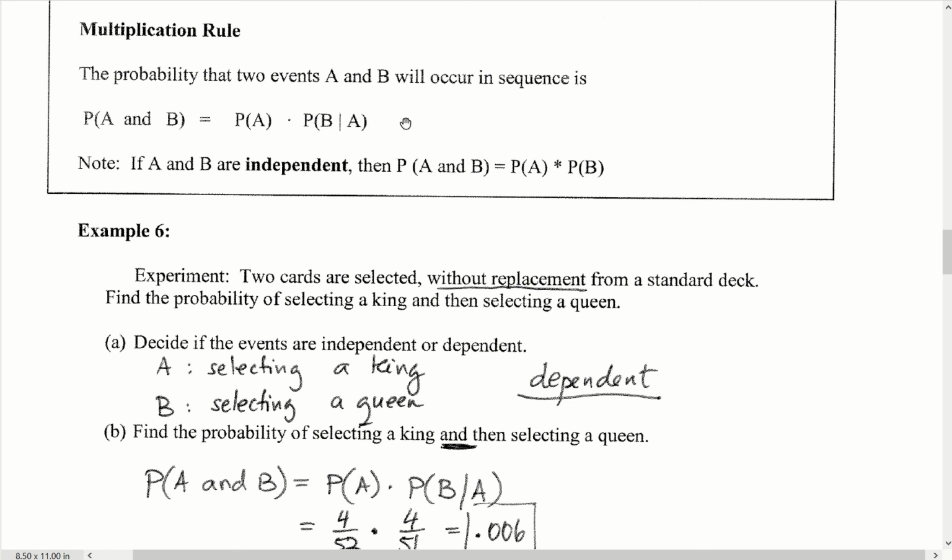This formula will simplify a little bit. If A and B are independent events, then we recall that P of B given A is simply equal to P of B, and then we would see that P of A and B is simply equal to P of A times P of B only when events A and B happen to be independent.